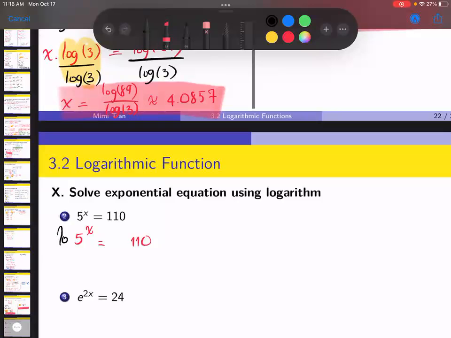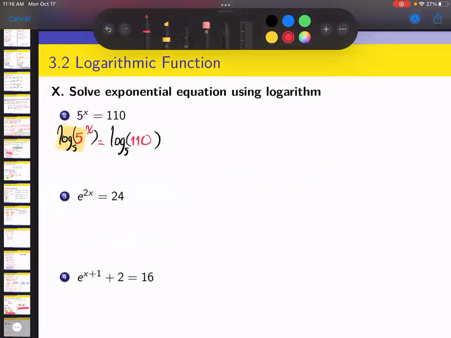So take logs base 5 both sides. You can do a little parenthesis. Oh, by the way, when you write these, if you write the base, please make it a little lower, okay? So that I know it's a base. So that x equals log base 5 of 110.